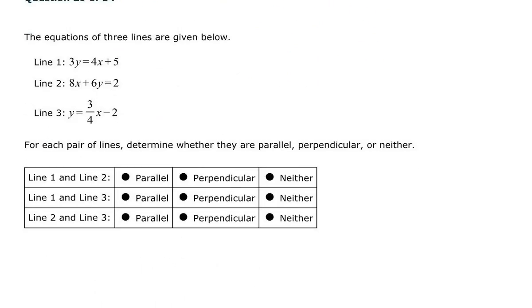Look at another example here. We've got the equations of 3 lines here. And we want to know for line 1 and line 2, are they parallel, perpendicular, or neither? And the same for 1 and 3 and 2 and 3. So, well, we need to find the slopes of these lines. Well, this one's in mx plus b form, so we know that slope is 3/4.